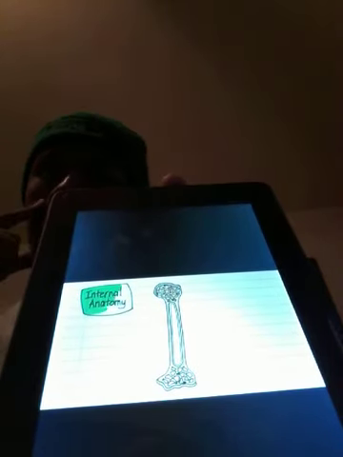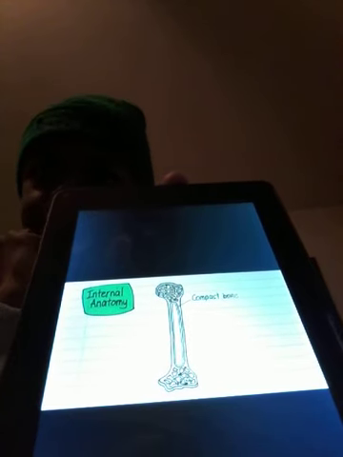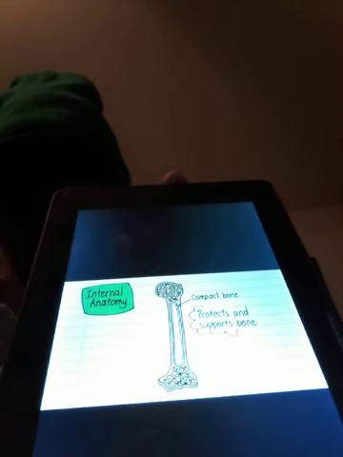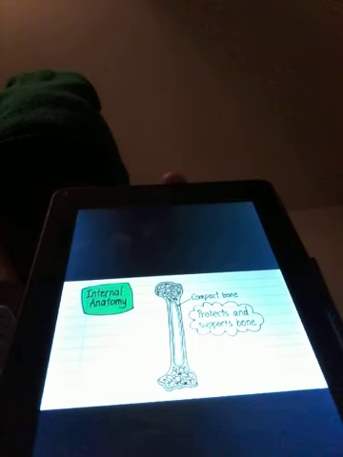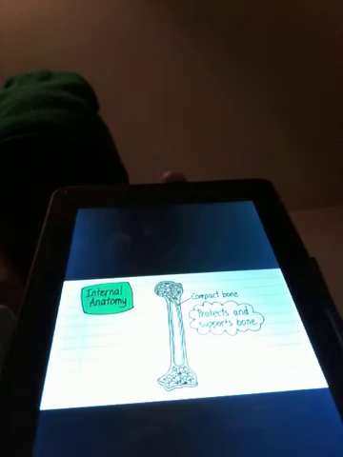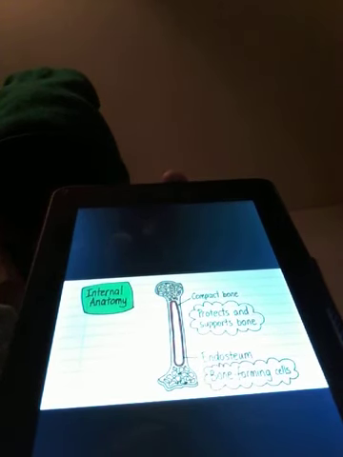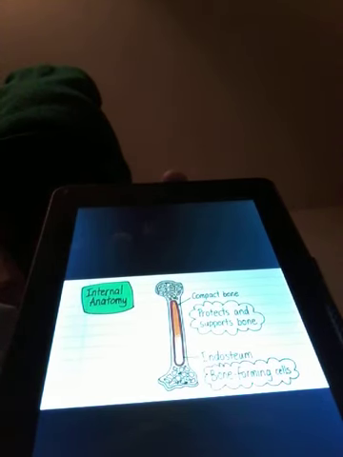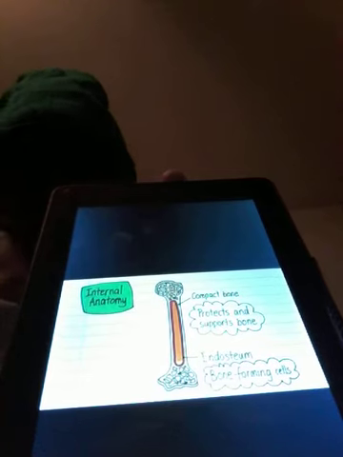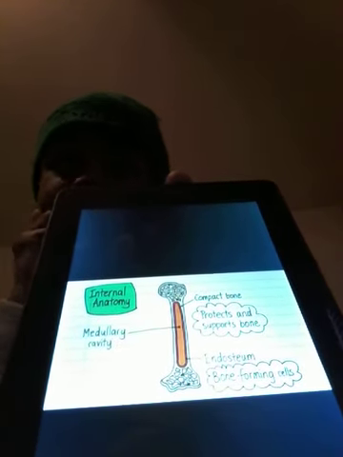The wall of the diaphysis is made of dense or compact bone. Compact bone is incredibly strong and protects and supports bone. Lining the inside of the compact bone is a thin membrane called the endosteum. It contains bone-forming cells as well as some connective tissue. The hollow cylindrical space in the middle of the diaphysis is called the medullary cavity.